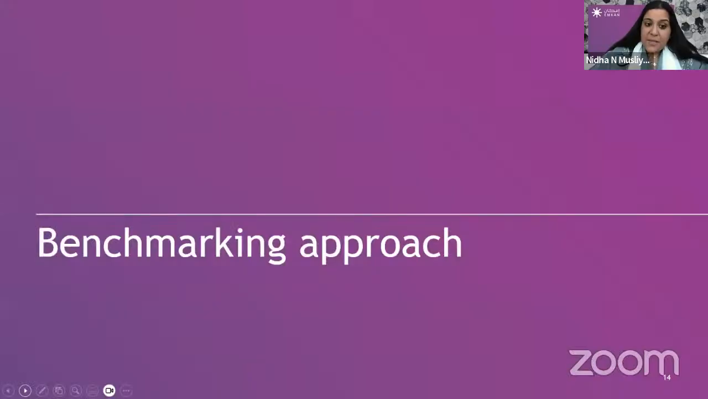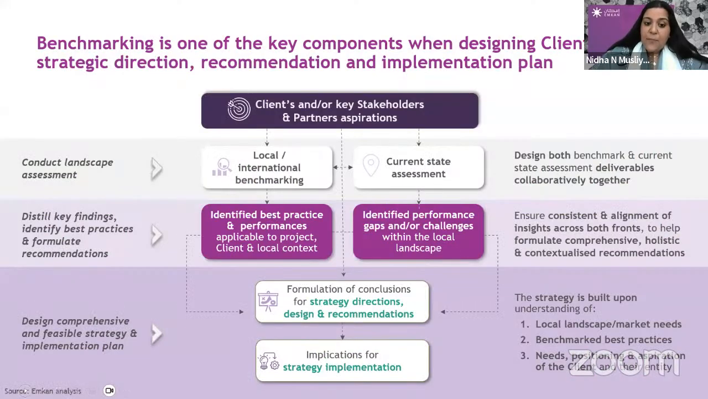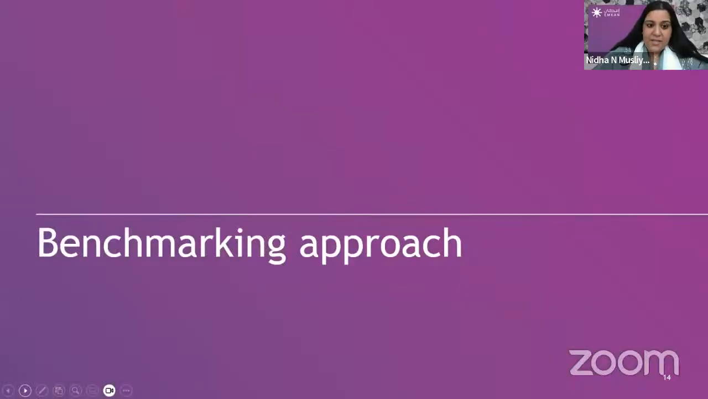So once you have these best practices and performances, you're then able to formulate the strategic direction, the design, and the recommendation. And then subsequently, you're able to define an implementation plan. As you can see, it's really quite important because the strategy that you design for your client is heavily built on not only the local landscape and market needs, but also the benchmark best practices identified, and then, of course, the needs, positioning, and aspirations of the client. Okay, next slide.